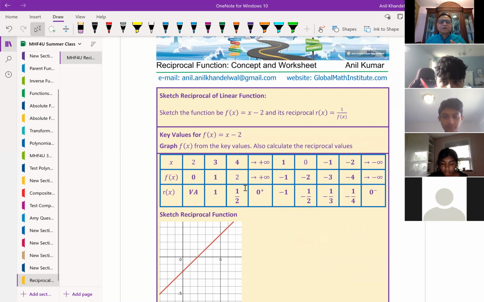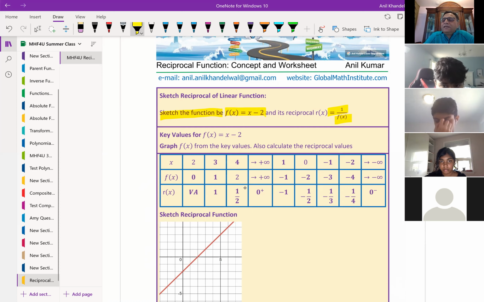Ankita, can you please read what has been written on this particular screen? Sketch a reciprocal of linear function. Sketch the function f of x equals x minus 2 and its reciprocal r of x equals 1 over f of x. Key value. Should I continue? Yeah, correct. So that is your thing. Now you tell me, how will you do it? What is going to be your approach to sketch a reciprocal function for this linear function?